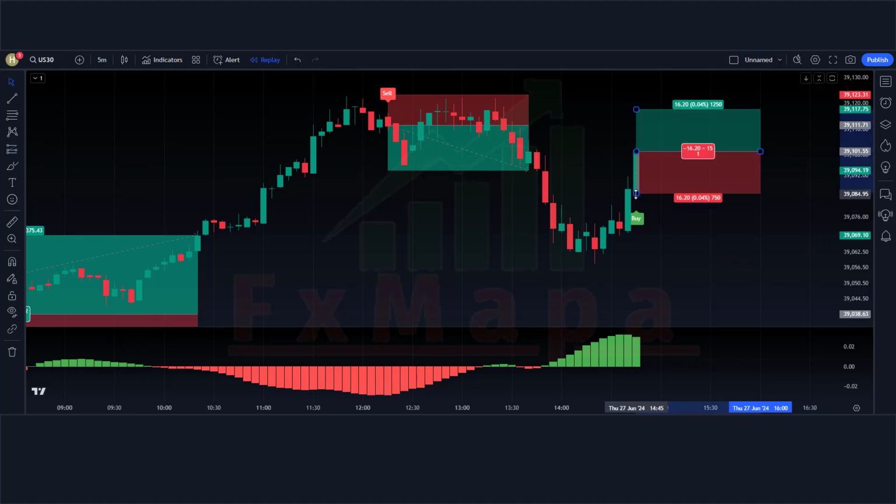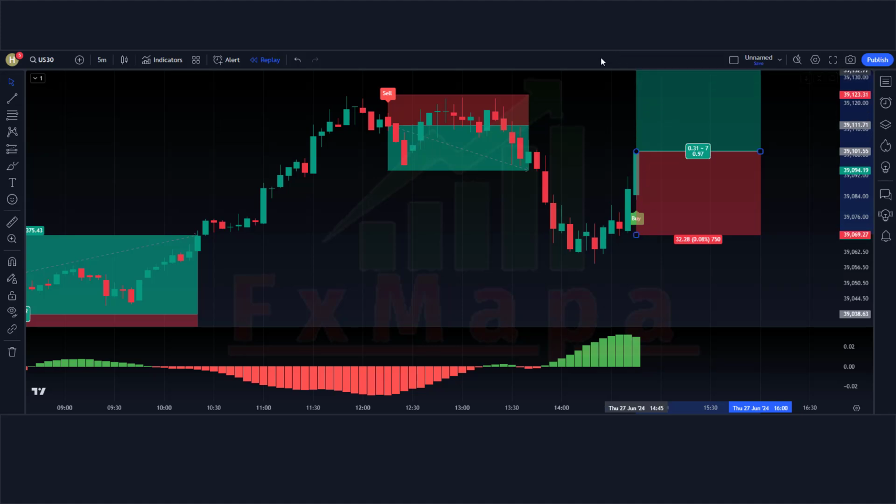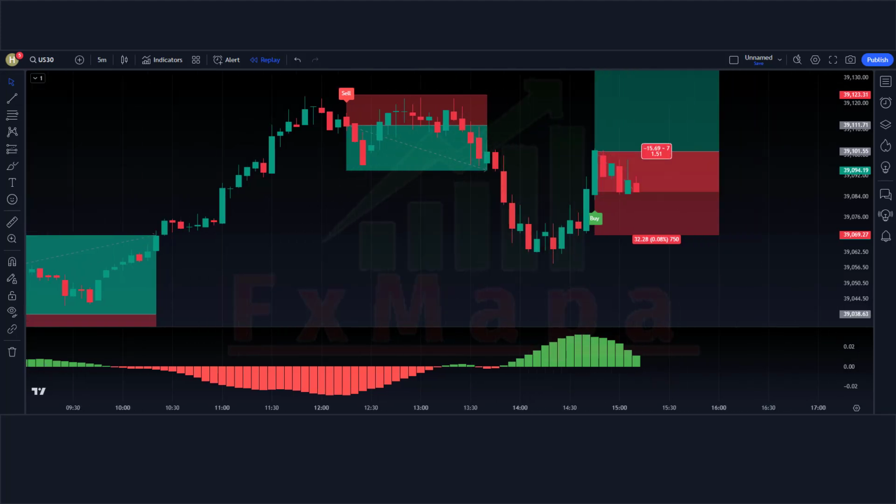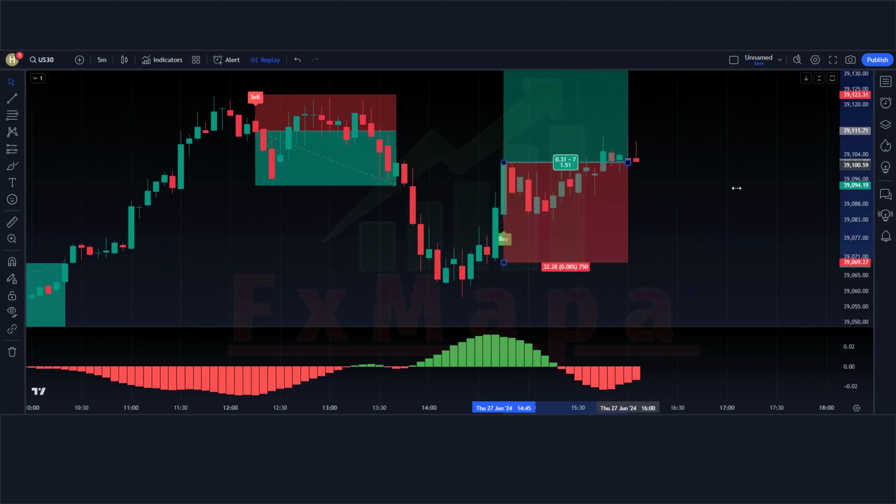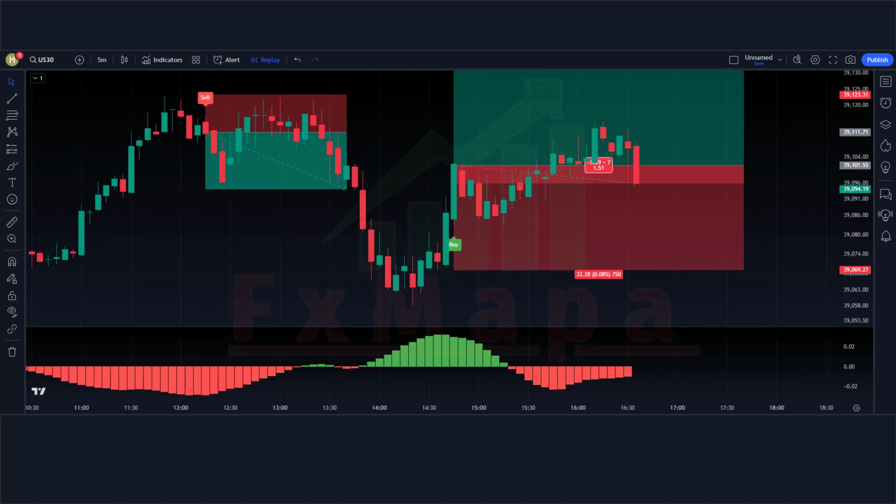Our stop loss will be placed at the current market lower level. And the risk to reward ratio will be 1:1.5. Let's see what happens to our trade. Our trade is running in profit.